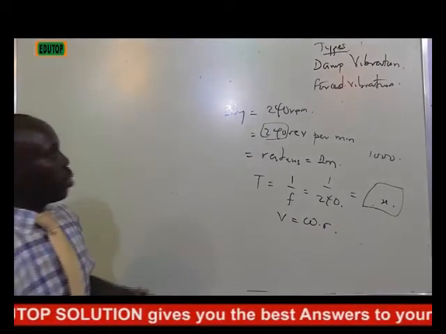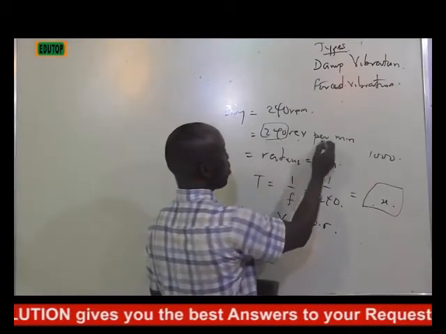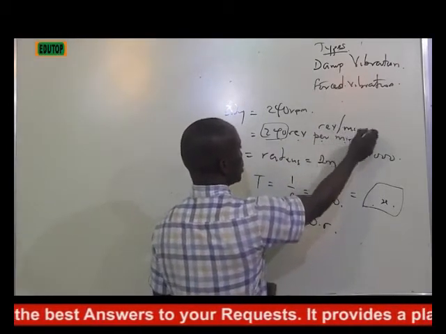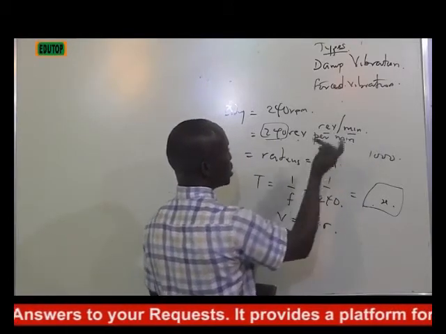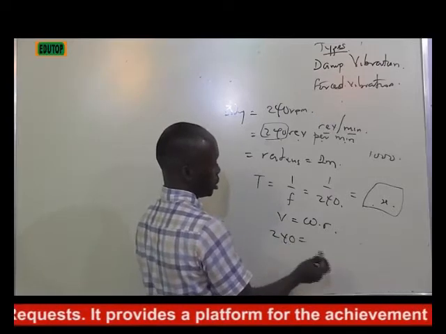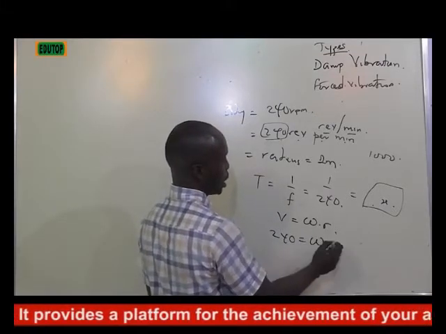Are we seeing it? Now, we have 240 revolutions per minute. 240 rev per minute. Are you seeing it? This rev per minute signifies velocity. So you just insert 240 here. Now this is our angular velocity, then our what?